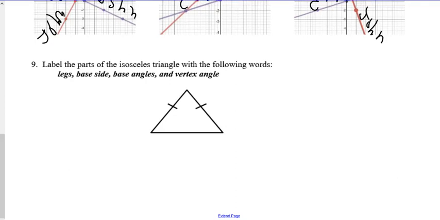All right, label the parts of the triangle. This is a leg because they're the equal ones. This is the vertex angle, I'm going to abbreviate. This is the base angle, I'm going to abbreviate.